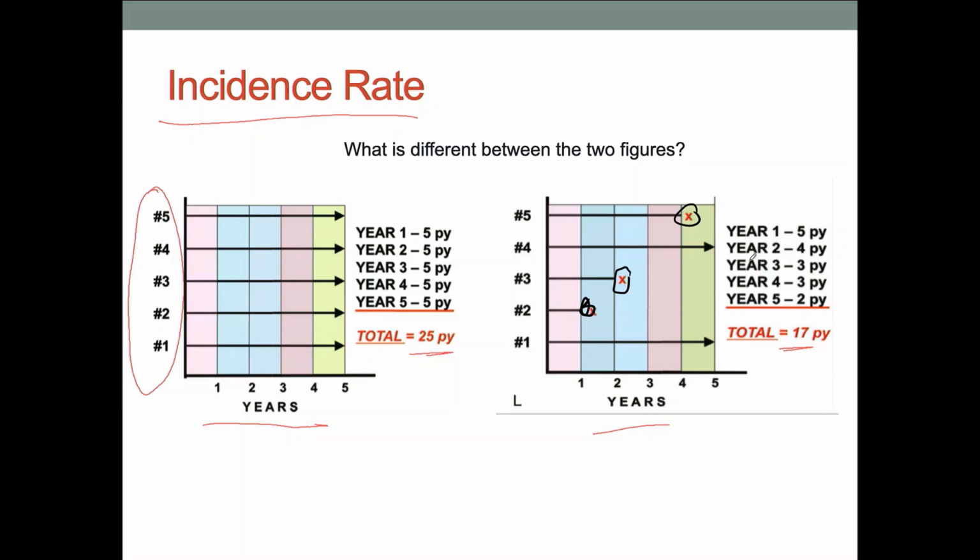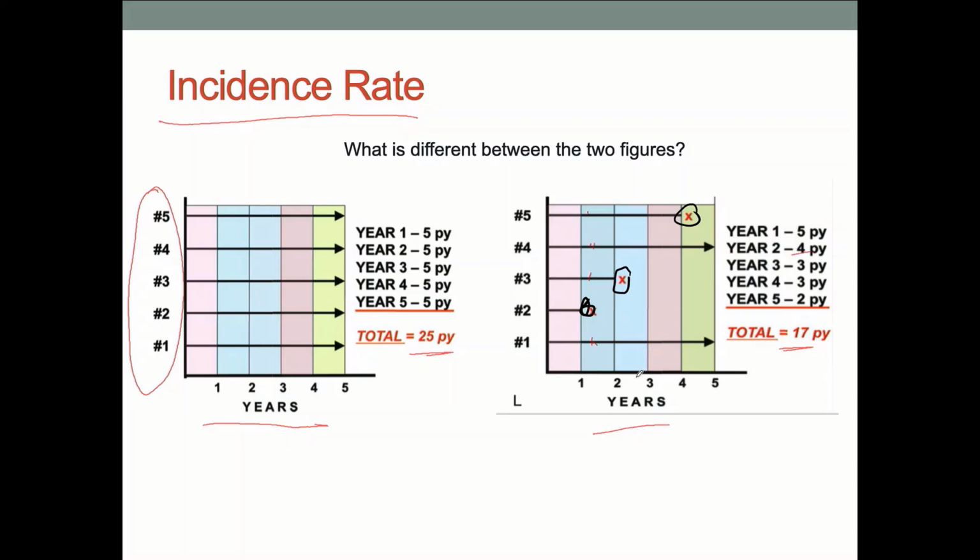So for year 1, how many people were there? 1, 2, 3, 4, 5. So there were 5 person years contributing. In year 2, how many were there? This person stopped. They're no longer here, so they did not contribute. So if you calculate this way, you have 1, 2, 3, 4 person years. So see, 4 person years in year 2.